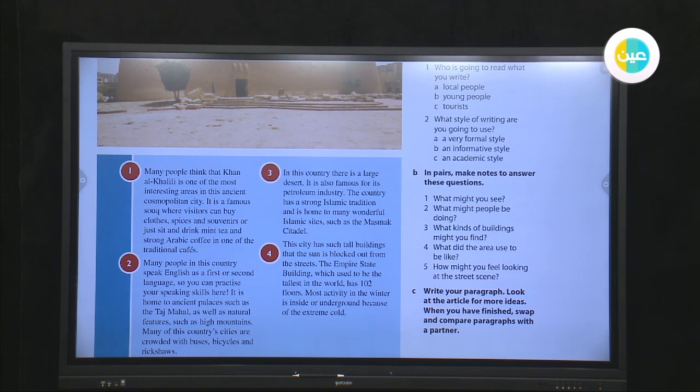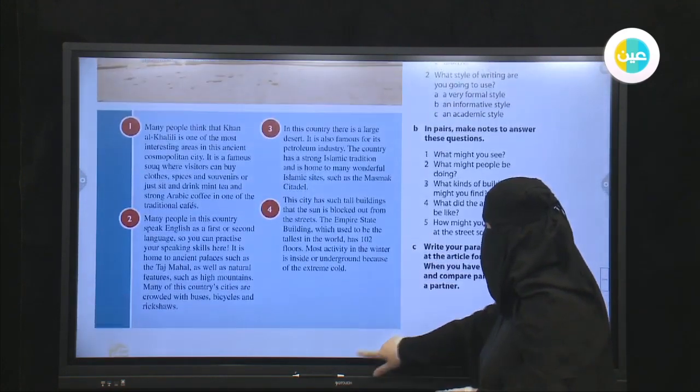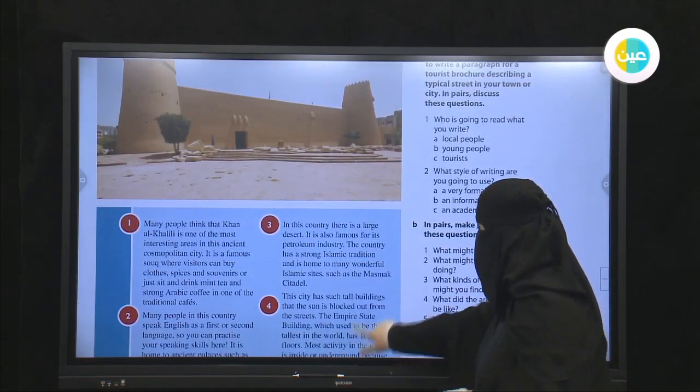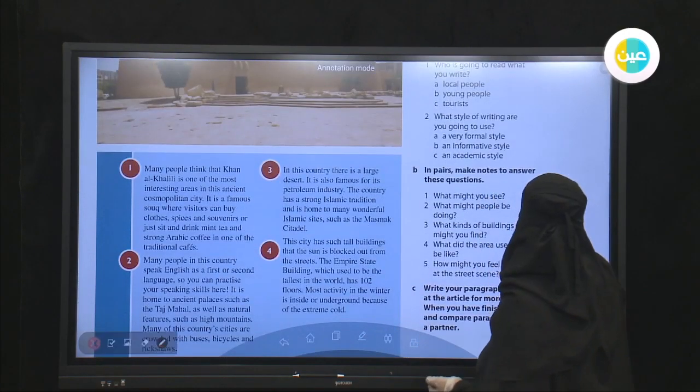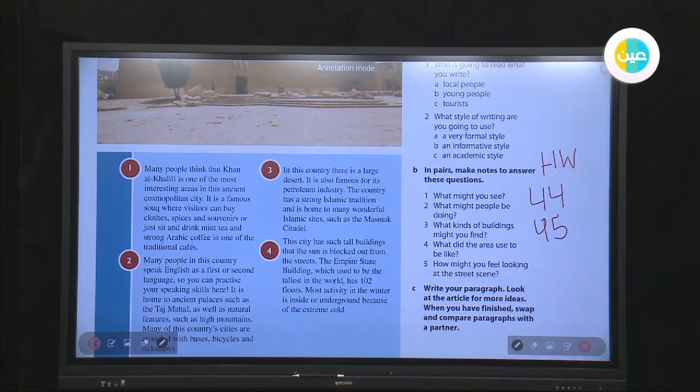Your homework will be, inshallah, page 44 and 45 from the workbook. Okay? Please try to answer the homework and try to complete your lesson to follow up.